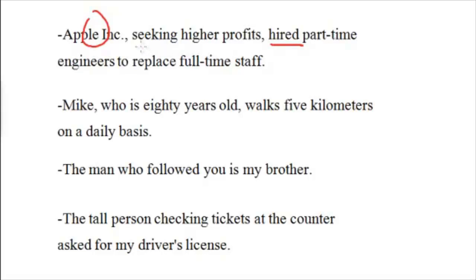And the extra information that they put in here, the non-essential phrase, is "seeking higher profits." So who is seeking higher profits? Apple, right? Now, if you take this out, does it still make sense? Apple hired part-time engineers. Yeah, it makes perfect sense, right? Although this is kind of giving a reason why they hired the part-time engineers, the sentence still makes complete sense without having that "seeking higher profits" phrase in there, right?